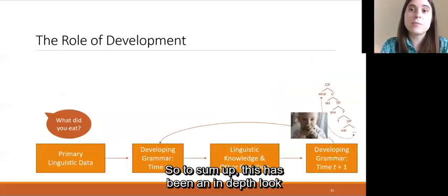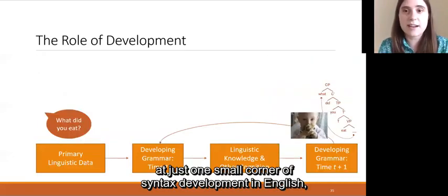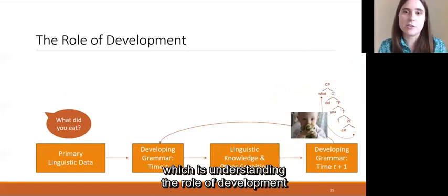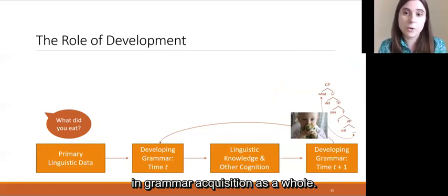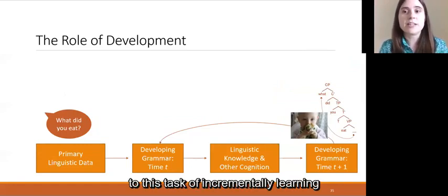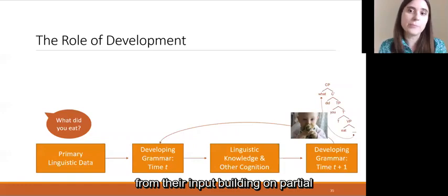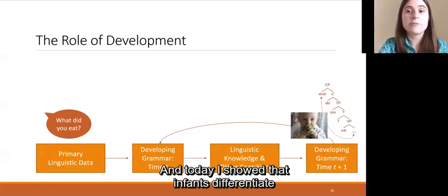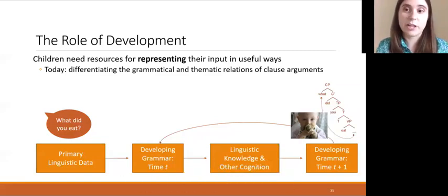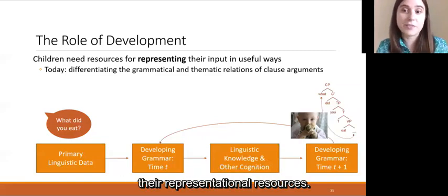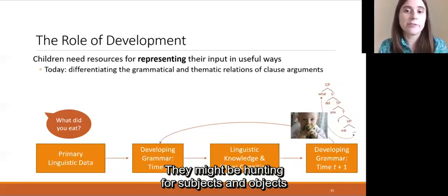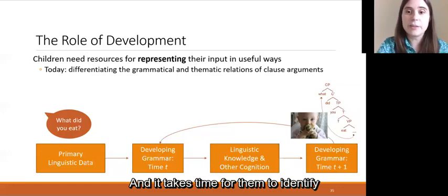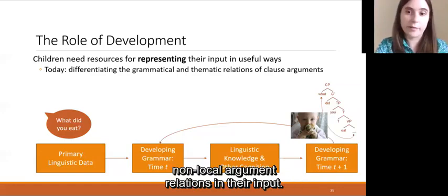So to sum up, this has been an in-depth look at just one small corner of syntax development in English, but it provides a starting place for tackling a much bigger question, which is understanding the role of development in grammar acquisition as a whole. What resources do children bring to this task of incrementally learning from their input, building on partial grammatical knowledge one step at a time? And today I showed that infants differentiate the grammatical and thematic relations of arguments in a clause, and this tells us something about the representational resources. They might be hunting for subjects and objects in sentences that they hear. And it takes time for them to identify non-local argument relations in their input.